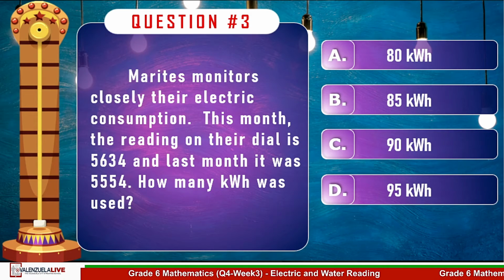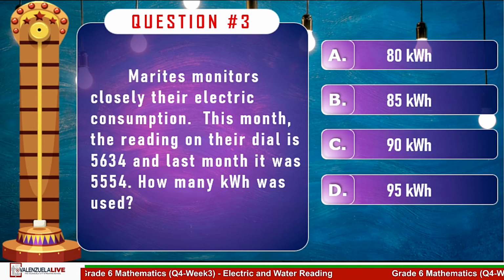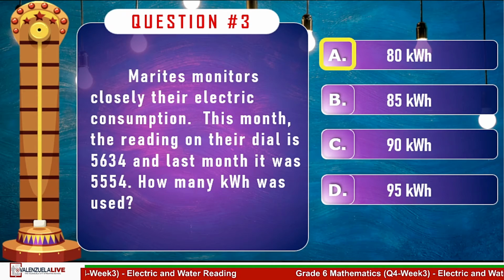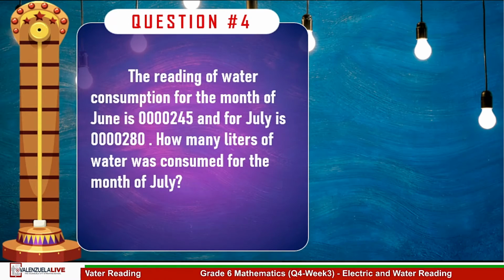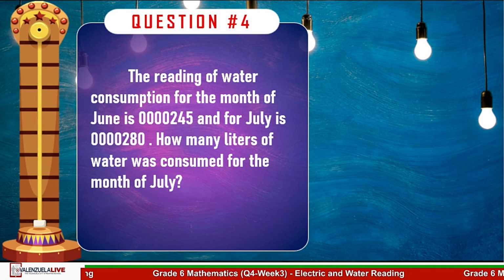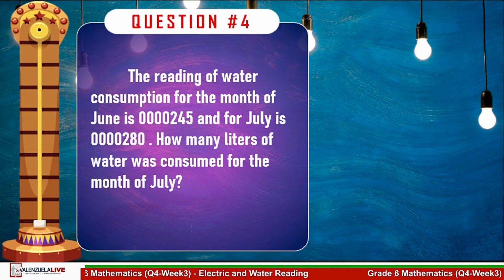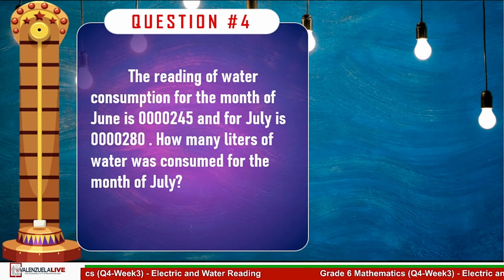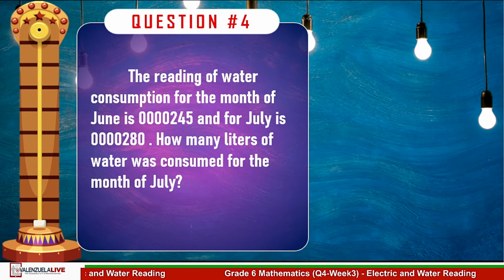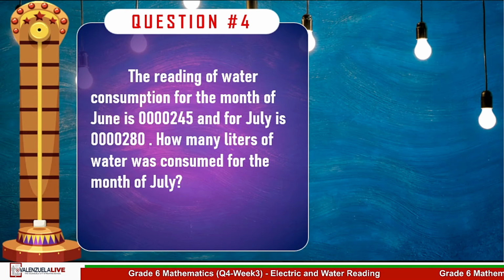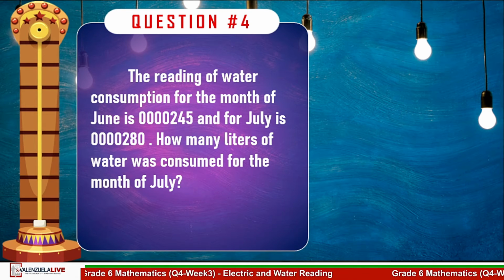Alright, time's up. What is your answer? Letter A, 80 kilowatt hours is the right answer. Next, question number 4. The reading of water consumption for the month of June is 245 or 0.00245, and for July is 0.00280 or 280. How many liters of water was consumed for the month of July?